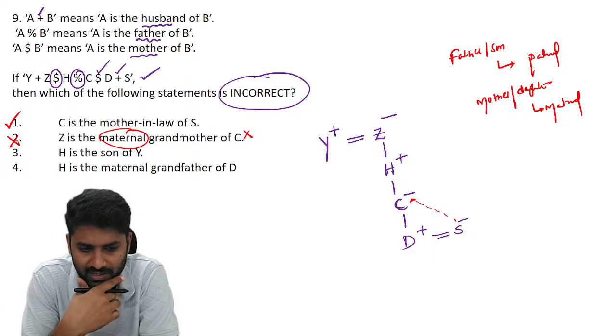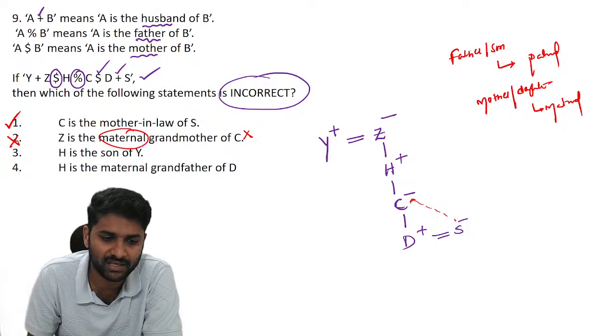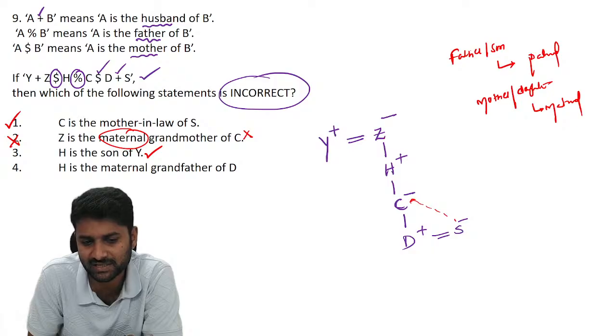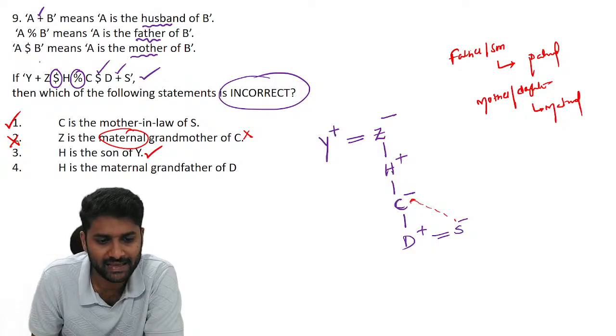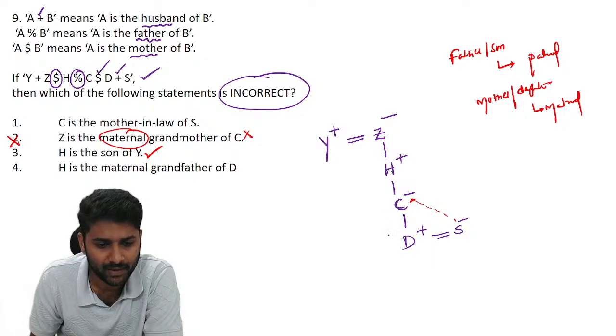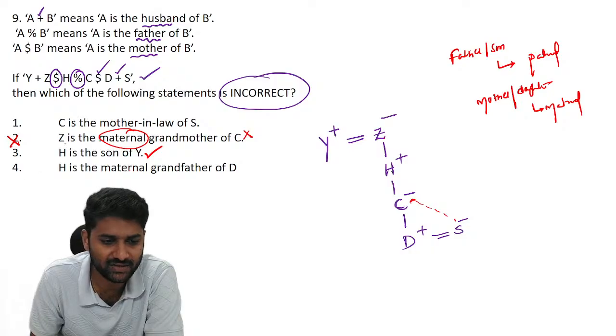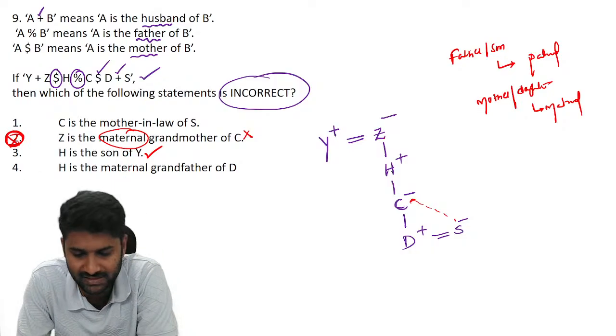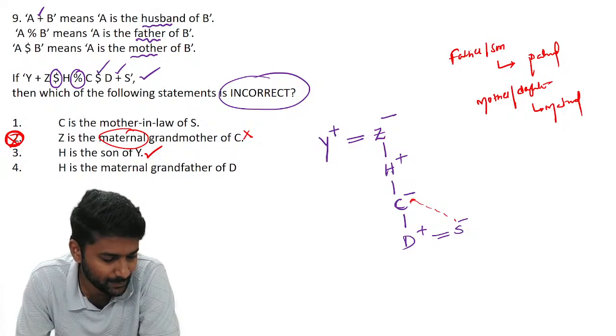But you can check the remaining ones. H is the son of Y. Yes, H is the son of Z and H is the son of Y. The relation between Y and Z is husband and wife. And H is the maternal grandfather of D. Mother's grandfather is D. So definitely the incorrect statement in this question is the second one. That relation is false. Instead of maternal, we need paternal.